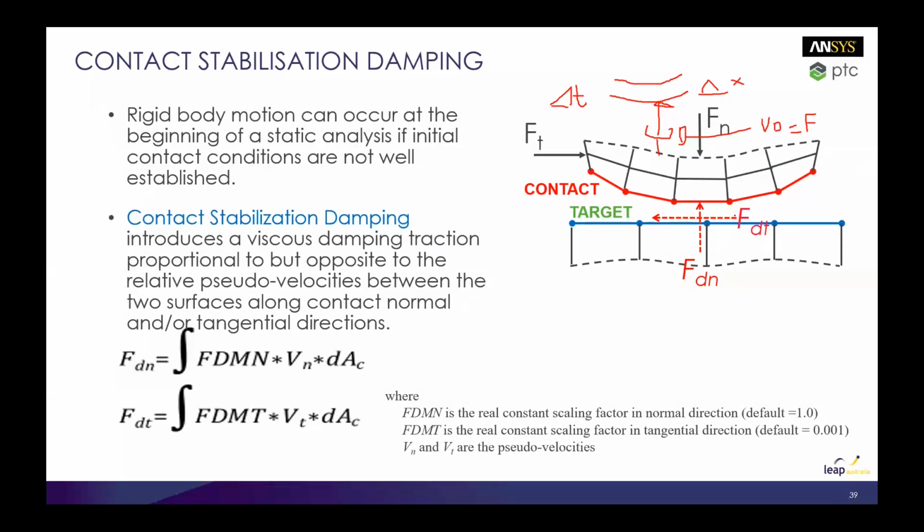Once the bodies are in contact, there's no relative displacement, so this force basically has a zero value. It's just there to control the initial movement. This can be in the sliding and the normal direction, but it's most commonly encountered with gaps in the normal direction, like a pin in an oversized hole, for example.